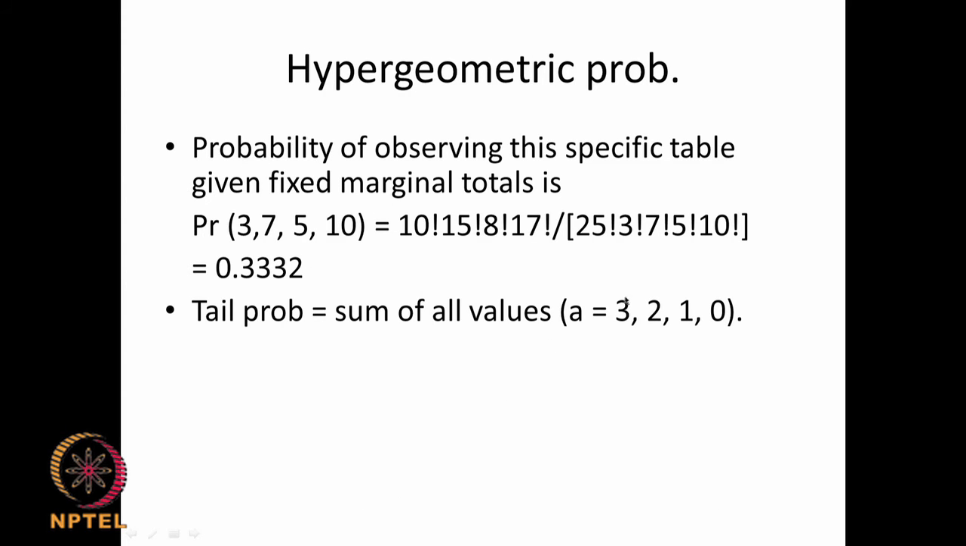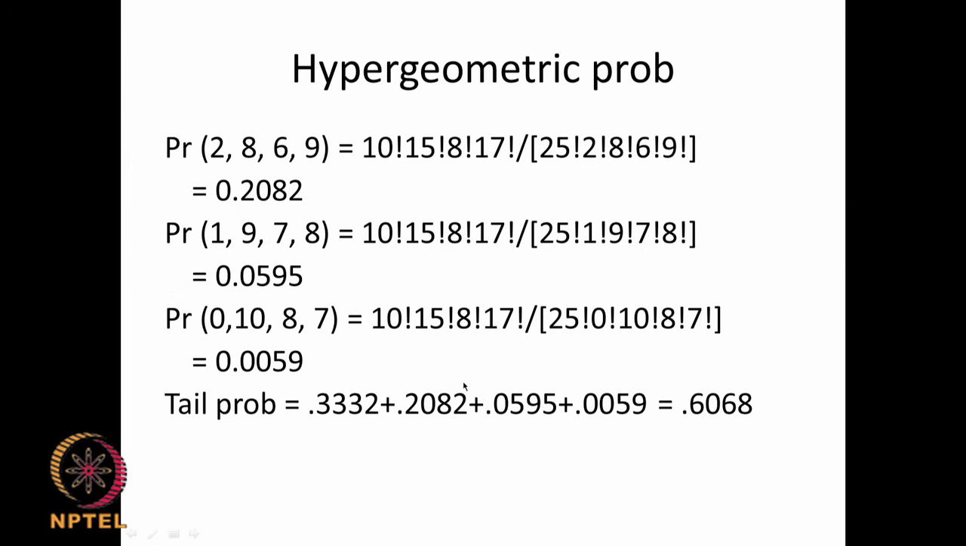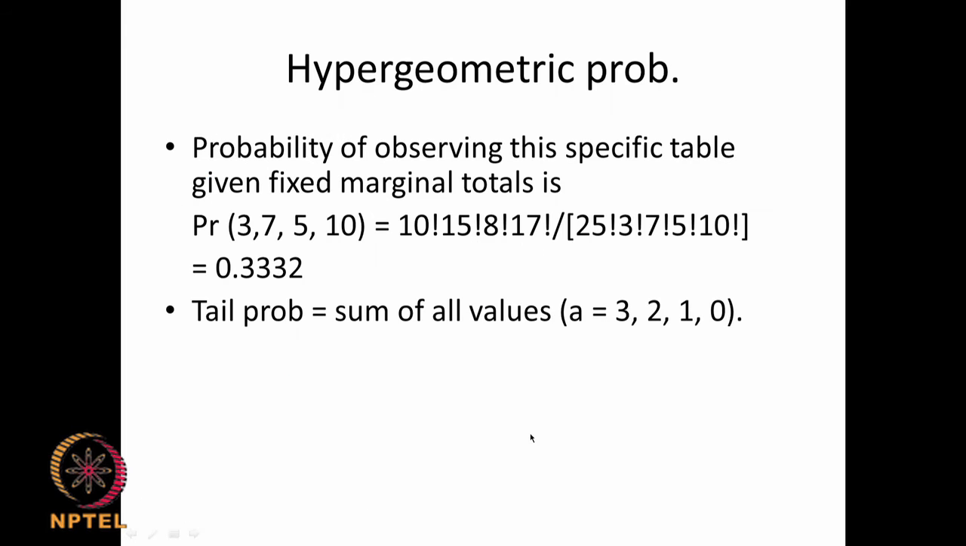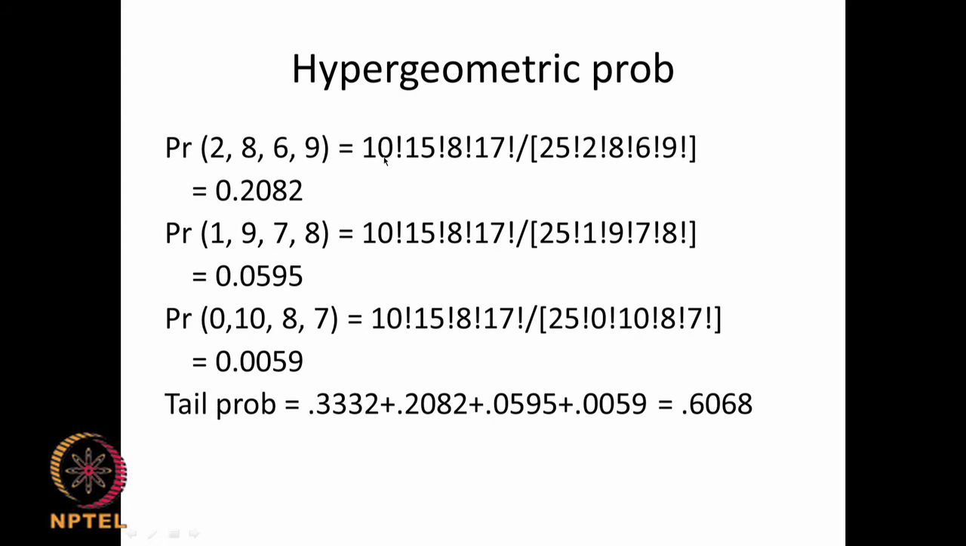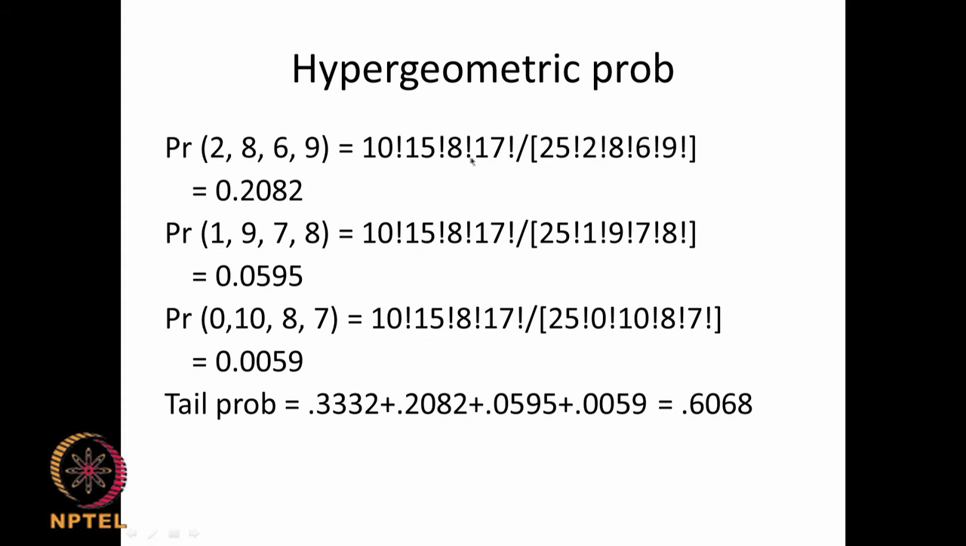So, similarly we can do for 2, just like we did for 3. If it is 2, this will become 8, and this will become 6 because the total you are maintaining. So, if this becomes 2 then obviously this will become 6, and if it is 2 then obviously this will become 8. So, again use the same approach for 2, 8, 6, 9: we do 10 factorial, 15 factorial, 8 factorial, 17 factorial, divided by 25 factorial, 2 factorial, 8 factorial, 6 factorial, 9 factorial, that is a probability of 0.208.